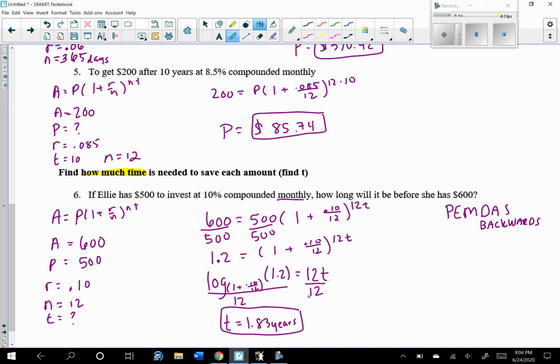And of course you could check your work by plugging that in for your time and see does that equal approximately close to 600. It's not going to be quite equal because we rounded our answer.